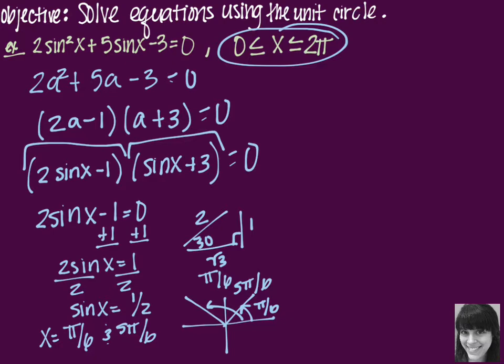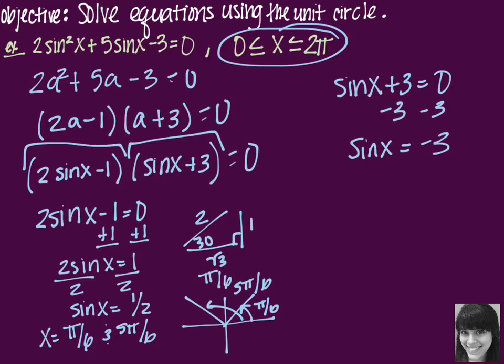And then you have the second binomial, which is sine of x plus 3 equals 0. So we're going to subtract 3. And we get sine of x equals negative 3. Well, we can stop here. The reason why is because sine of x can never be anything less than negative 1. So this doesn't give us any valid answers, doesn't give us a real number. So our answers are just x equals pi over 6 and 5 pi over 6.